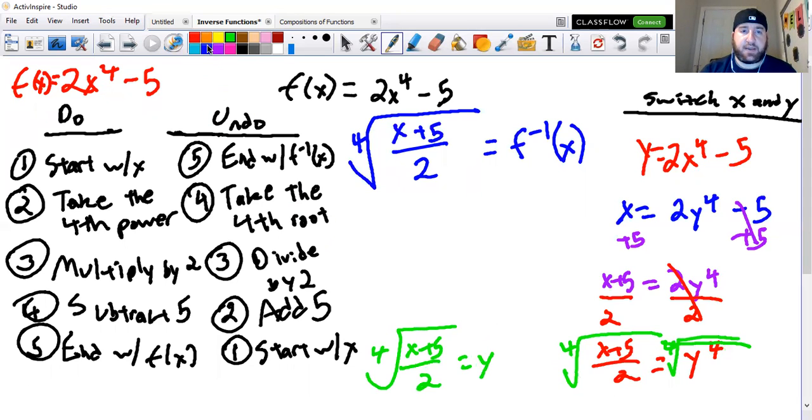And again, lastly, I'll do it in black. I will replace that with my inverse function notation. It's supposed to be a -1, I promise. All right, there we go.